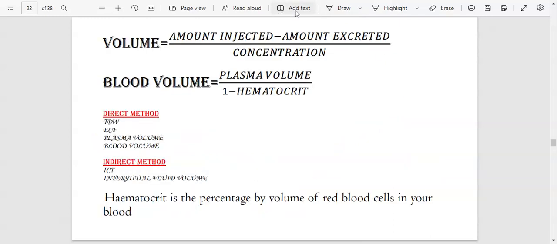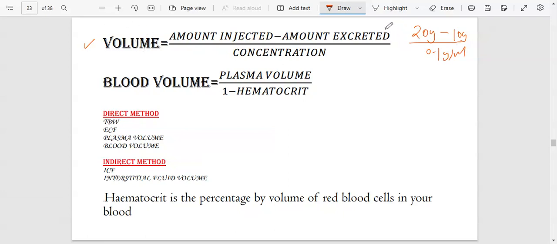Now, to be able to measure the volume, the method that we mentioned, the Stewart method, is a formula. The volume of any compartment is equal to the amount that you injected minus the amount that you've excreted, divided by the concentration. For example, if you injected 20 grams of mannitol, and then 10 grams was removed through urine, and the concentration of the mannitol which remained was, let's say, 0.1 gram per milliliter, you can now find the volume of the extracellular fluid.